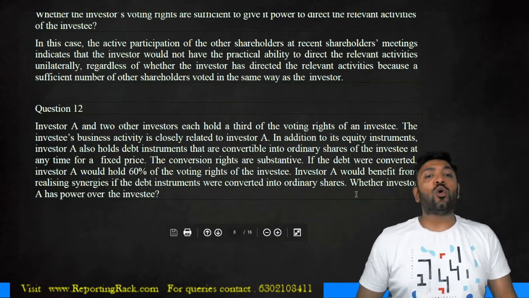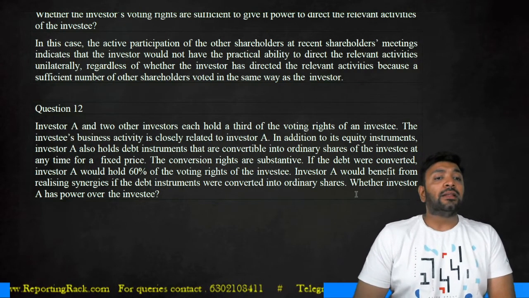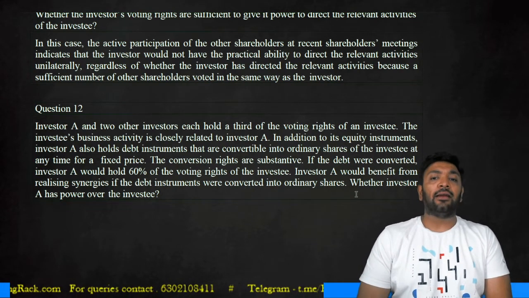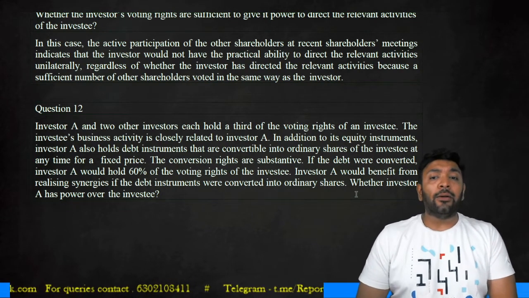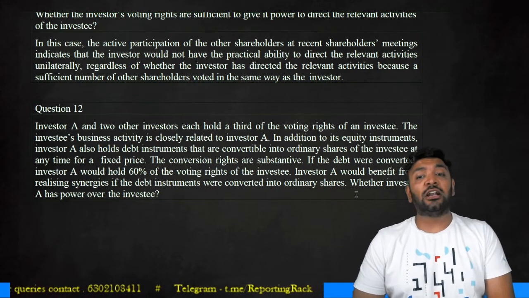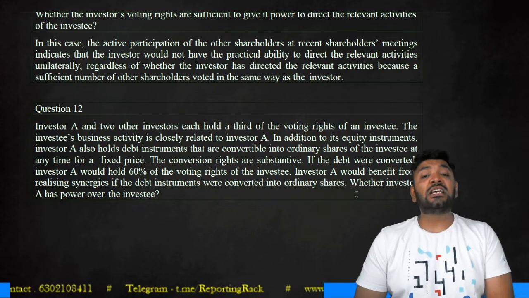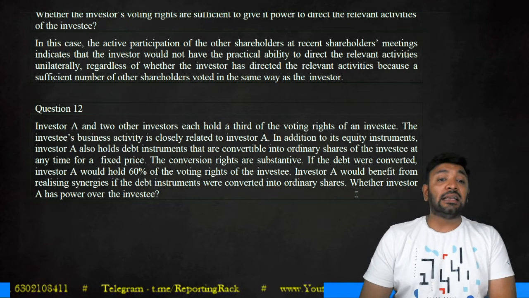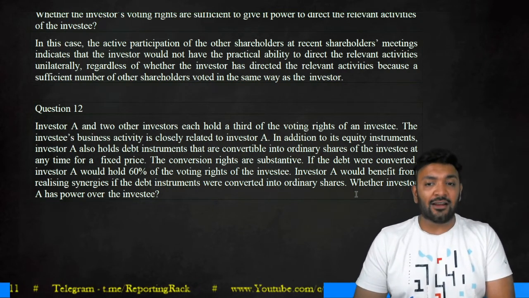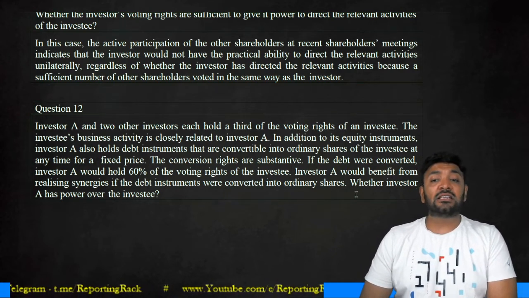Investor A and two other investors hold 2/3 of the voting rights in the investee. The investee's business activity is closely related to investor A. In addition to equity instruments, investor A also holds debt instruments which are convertible into ordinary shares at any point of time at a fixed price. The conversion right is substantive, and when the debt is converted, A Limited will have 60% of voting rights in the investee. A Limited would benefit from realizing synergies if the debt instrument is converted.